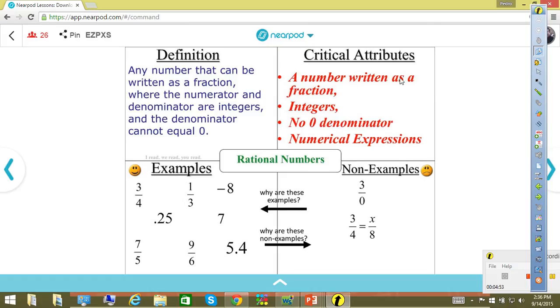They are numbers written as a fraction. They are integers. No zero denominator, and they are numerical expressions, not equations, just numerical expressions. Copy that, please.